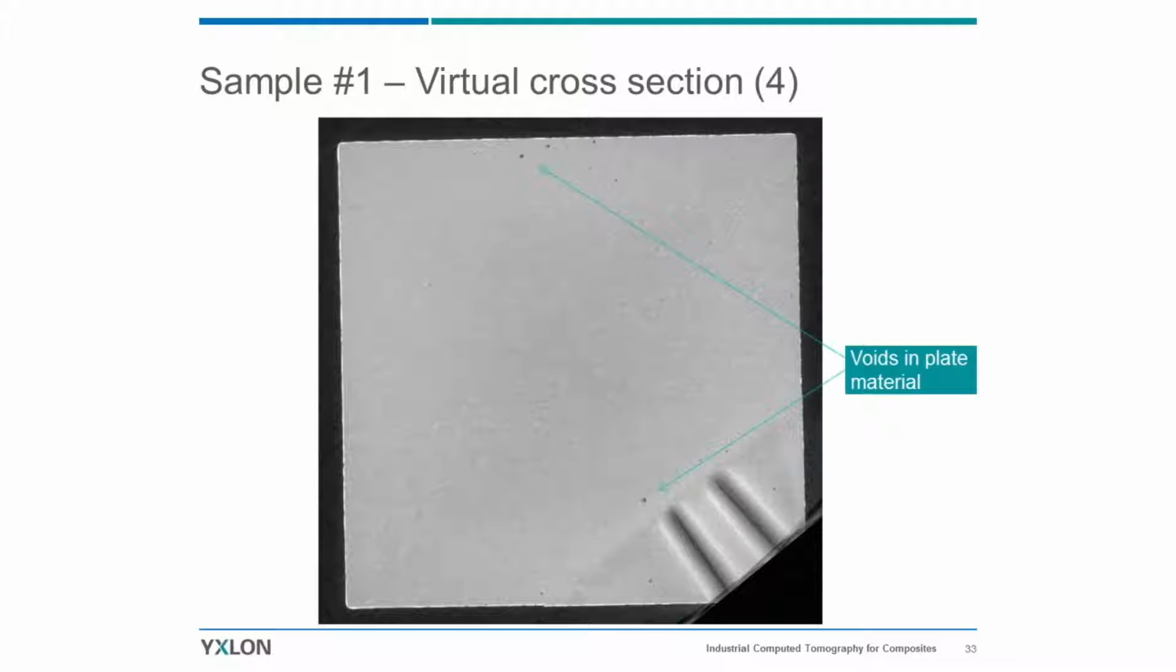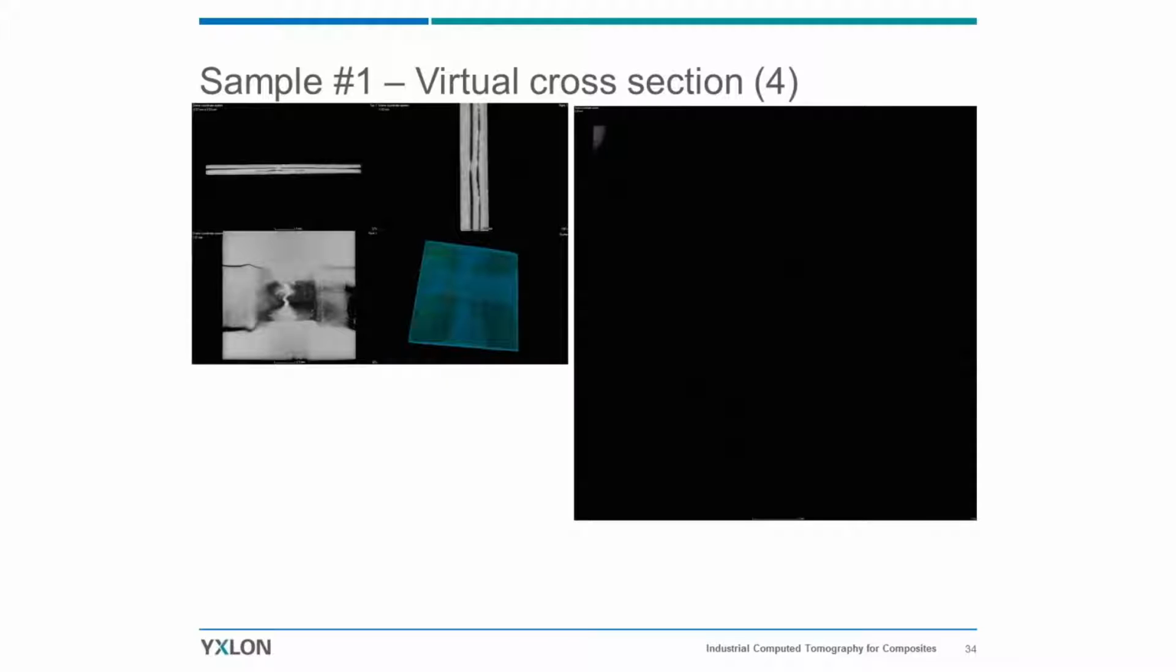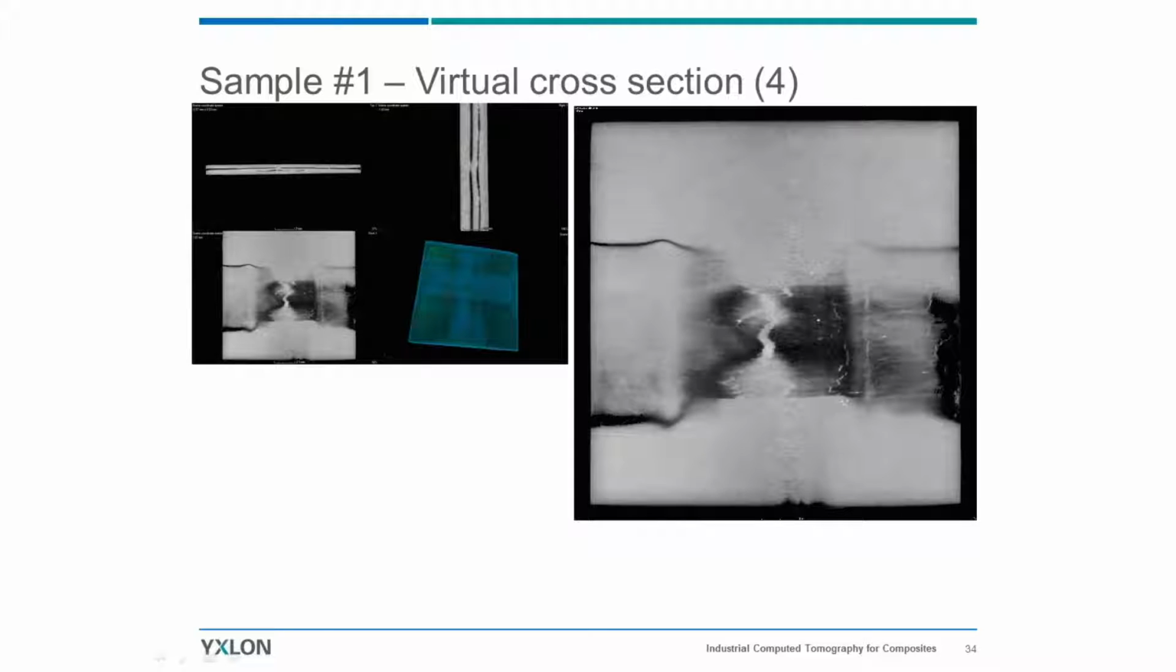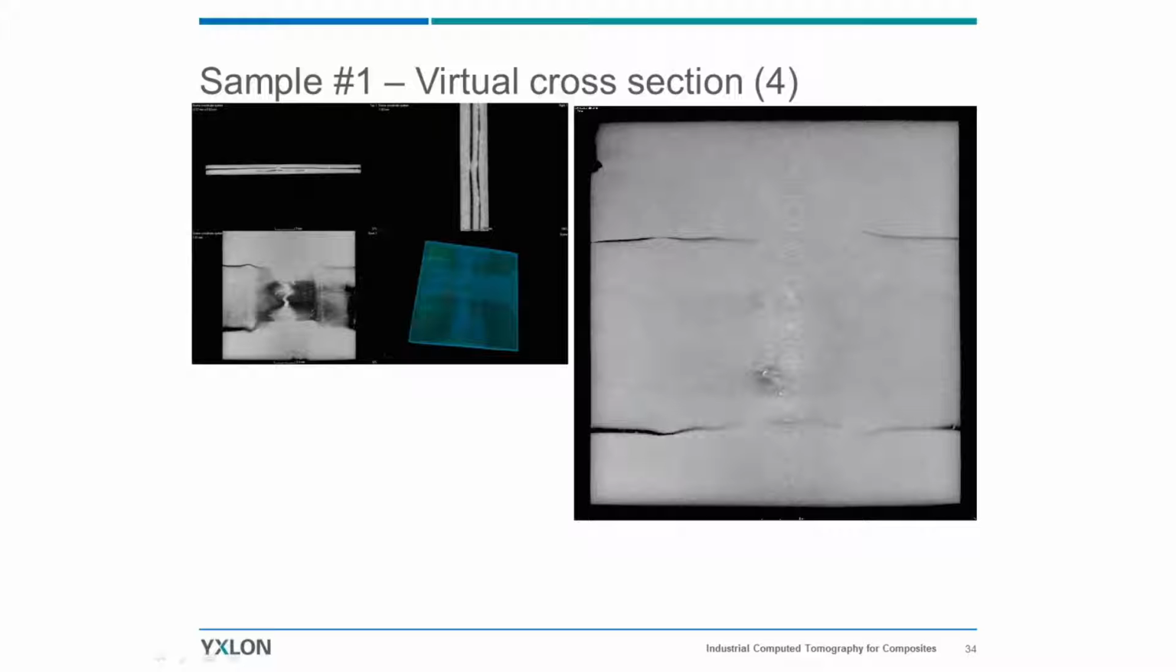You see porosity even inside the aluminum plates, and this is another example where you can see inside what's going on in this video. I hope it comes up. So you can also create videos like this with the software and browse through the different layers and identify porosity or cracks or whatever you want to look at.